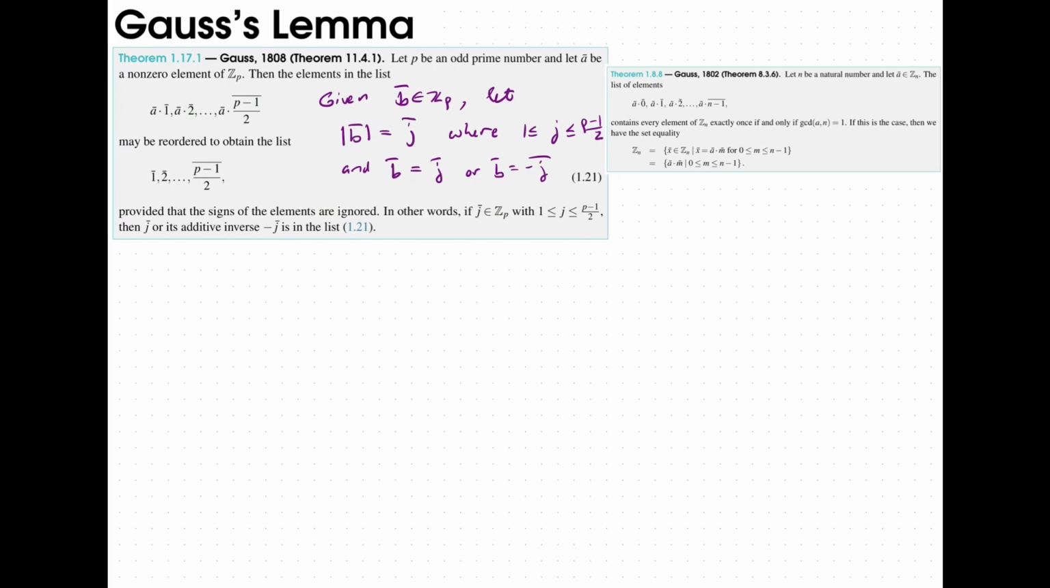And so now with that language, what this is saying is if we consider the list a bar times 1 bar, a bar times 2 bar, all the way to a bar times (p minus 1)/2 quantity bar, and if we take the absolute value of each of these elements, then we can reorder it to be this list here. And so that's another way of thinking about this statement and its phrasing. So let's go ahead and prove this.